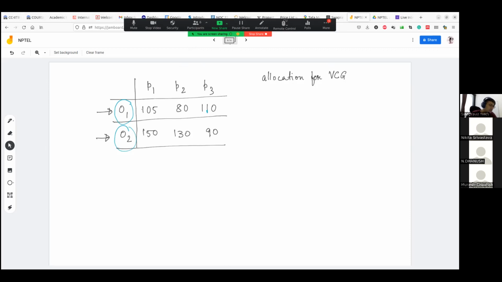Maximize the profit, sir. Not maximizing the profit, maximizing the sum of the values, right? So for instance, if I pick O1, what is the sum of the values, the sum of the vi's on O1? Which means you are looking at the sum of the first row. So 105 plus 80 plus 110, which makes it 295, if I'm not mistaken.